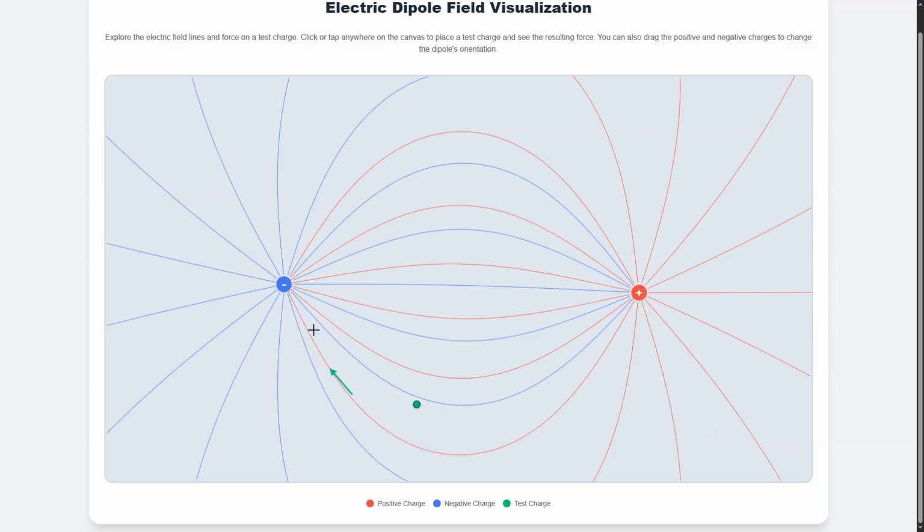These intricate movements are a defining feature that distinguishes dipole interactions from simpler central force laws, such as those found in standard gravity or basic point charge models.